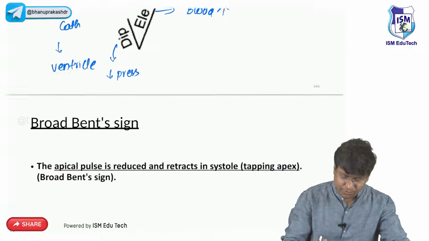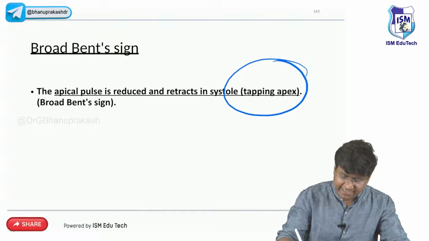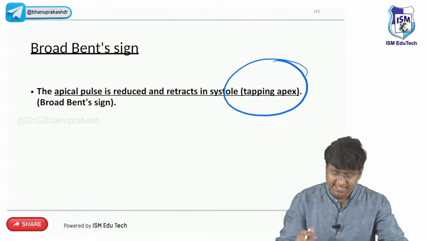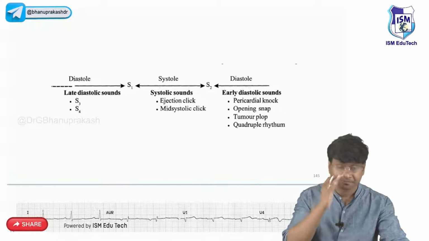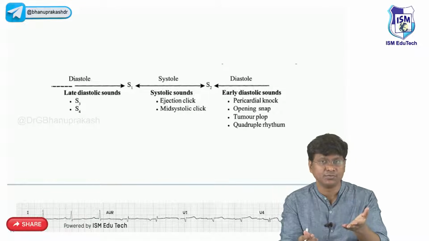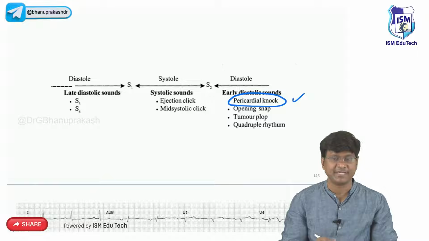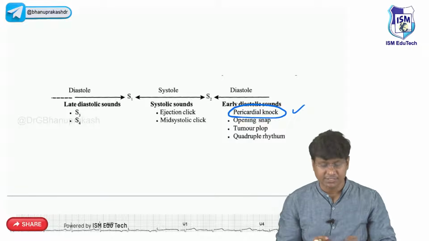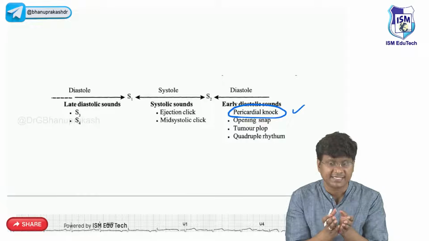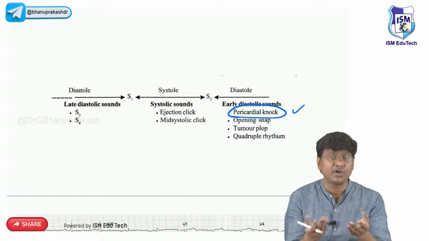Okay. And you need to know one of the very important signs, that is called the Broadbent sign. What is this Broadbent sign? Where you have a tapping apex in constrictive pericarditis. Then in auscultation, along with S1 and S2, you get an additional sound. What is that additional sound? That additional sound will be the pericardial knock. Why do you get this pericardial knock? You get it because whenever the heart is relaxing, the endocardium and myocardium will relax, but the pericardium is thickened and calcified and will not allow the relaxation.